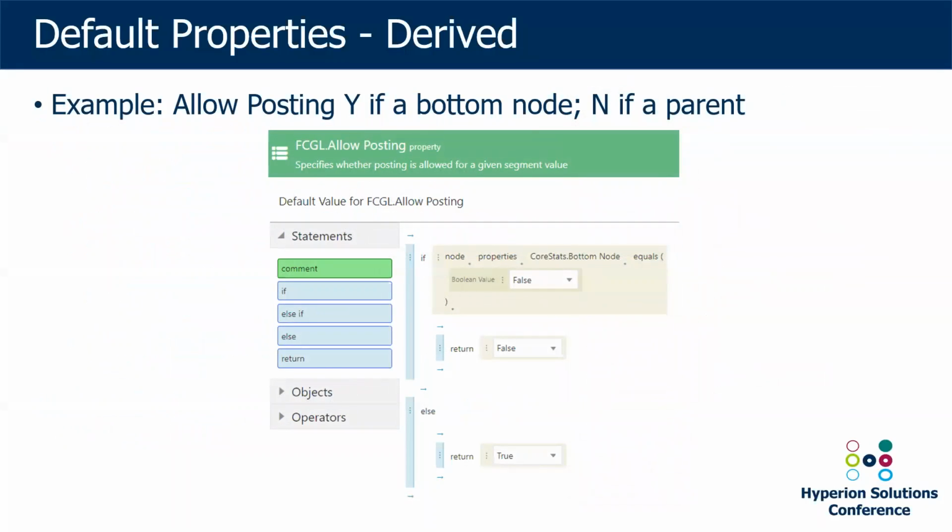You can also flip-flop it, right? For your ERP systems, you only want to allow posting on the level 0 nodes. So again, we can define logic so that it evaluates. EDM's intelligent enough to understand whether this is a bottom node or not, and then I set my true or false based on that. So that's a common derived property.